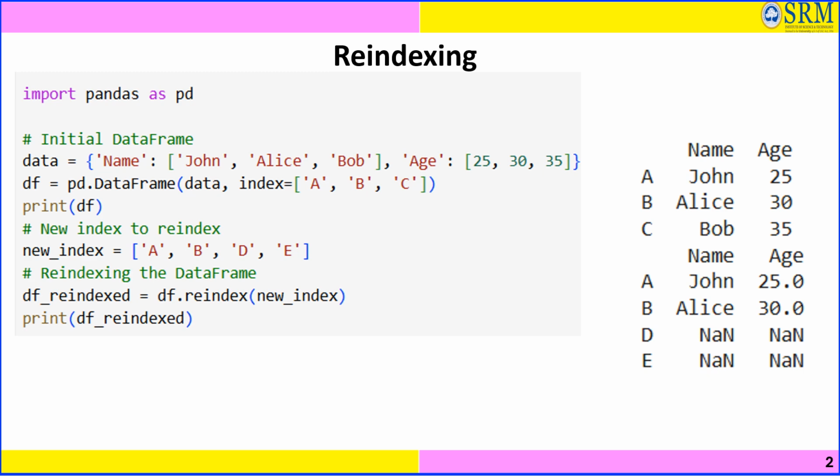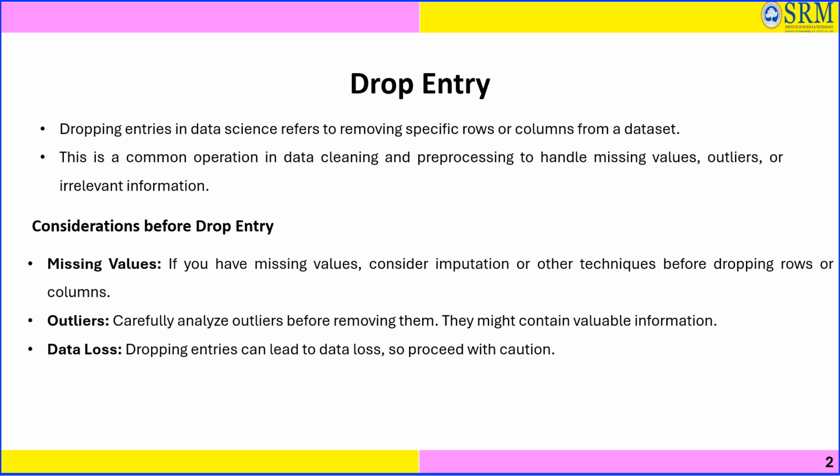So reindexing. One more example for reindex. Here this is the normal one, and the reindexing is ABDE. So ABDE is there, and for AB we have data, but we don't have data for D and E, so that has to be filled with NaN. So this is one example for reindexing.